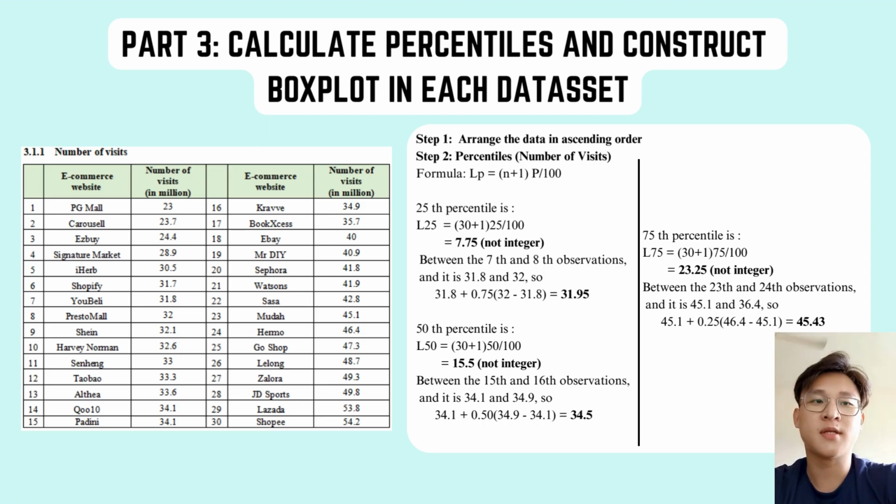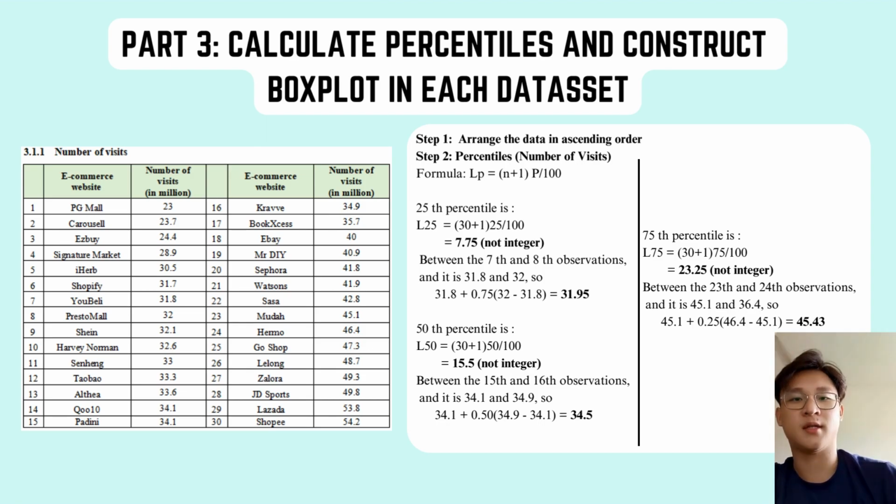For the 75th percentile, we use (30 plus 1) times 75 divided by 100, and we get 23.25. This is also not an integer. So we continue with 45.1 plus 0.25 times (46.4 minus 45.1), and finally we get the answer 45.43.